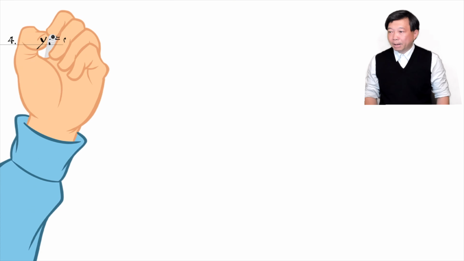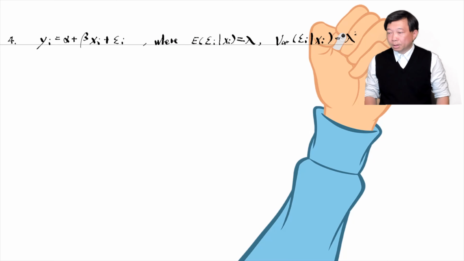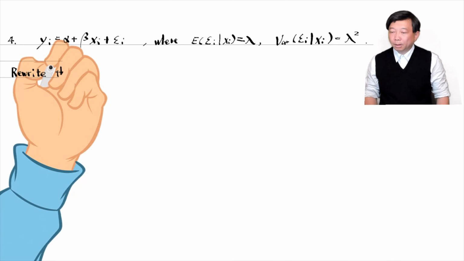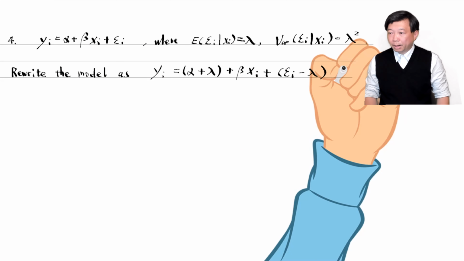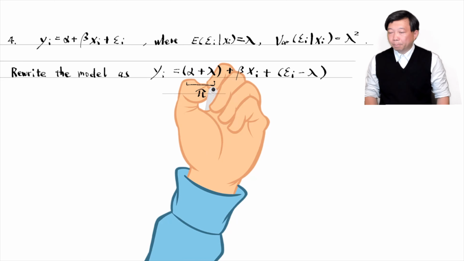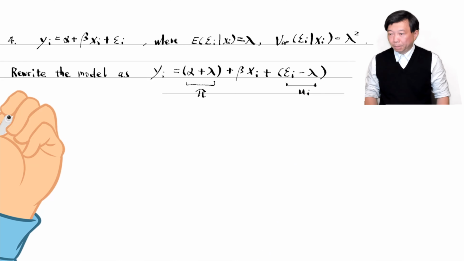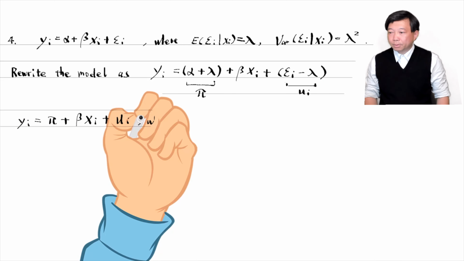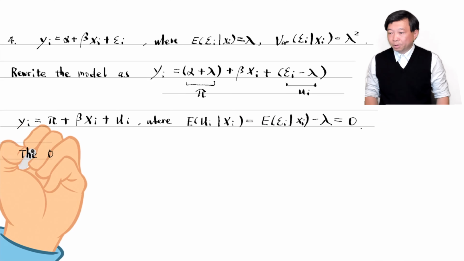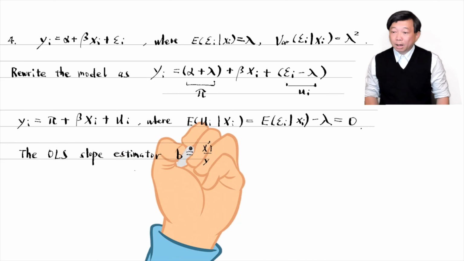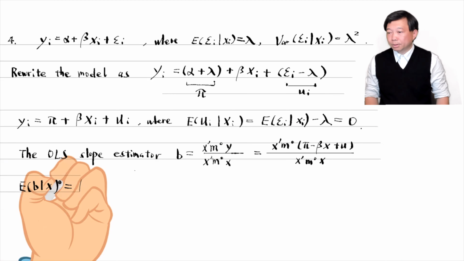We can write the slope estimator in matrix form and then show that it is unbiased. But a simpler method is to rewrite the model as y equals pi plus beta times x plus mu, where mu has zero conditional mean. The OLS slope estimator B can be proved unbiased, while the intercept estimator is biased.